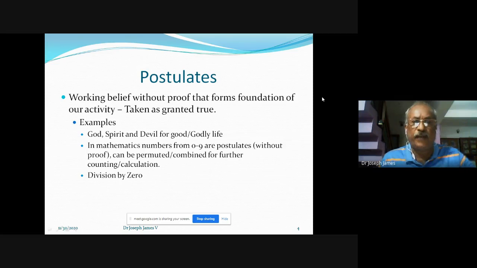This is not defined, and we believe that division by 0 is not defined. Or if you divide a number by 0, you will get a very huge number that cannot even be imagined by you, or you cannot contain such a huge figure in your brain. That is why we set it as: division by 0 is not defined. It is also actually a postulate.